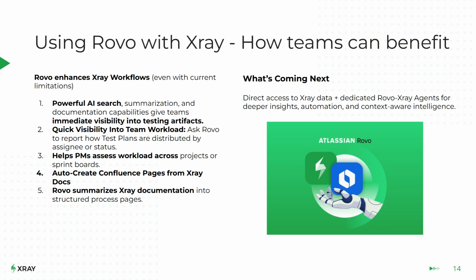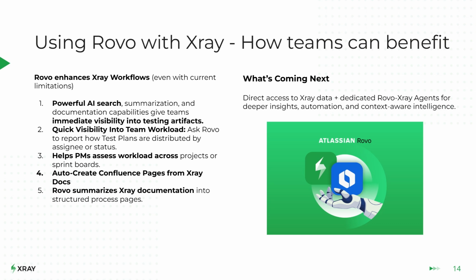Lastly, I would like to highlight several current and upcoming Xray Rovo capabilities. Because Xray is natively integrated with Jira, there are already some valuable use cases, but there are also some limitations as well. Rovo has some knowledge of Xray data and documentation, and can do things like highlight your test plans and how they are distributed between assignees or statuses. This can help you assess your team's workload. Rovo can also summarize Xray documentation and create Confluence pages with specific instructions.